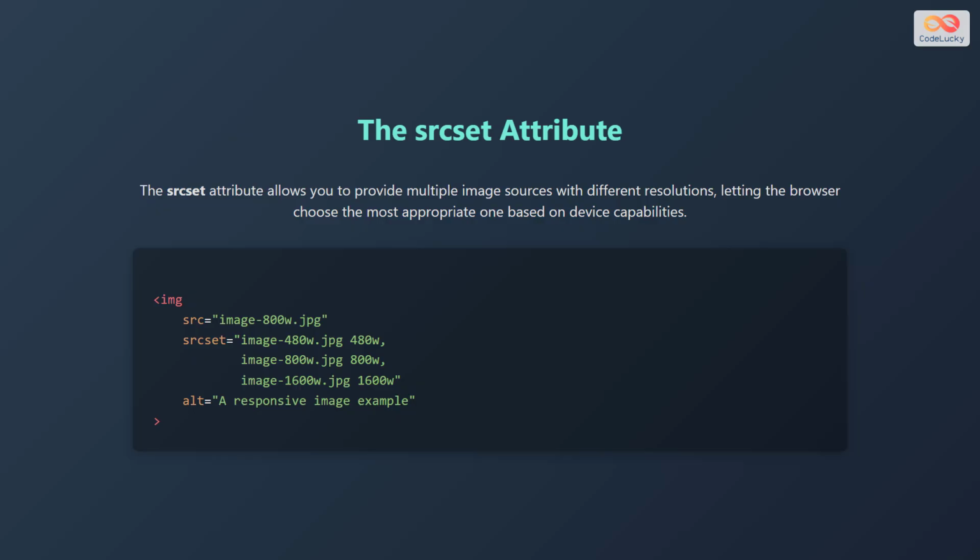The srcset attribute then lists different image files along with their widths, such as image-480w.jpg for 480 pixels, image-800w.jpg for 800 pixels, and image-1600w.jpg for 1600 pixels. The alt attribute provides alternative text for the image.